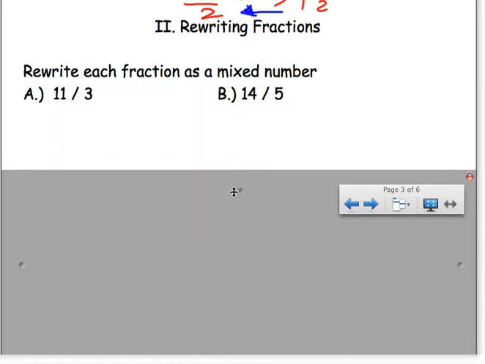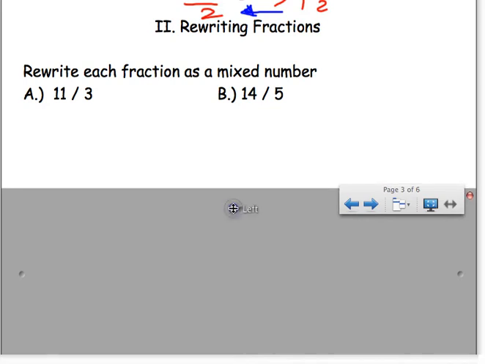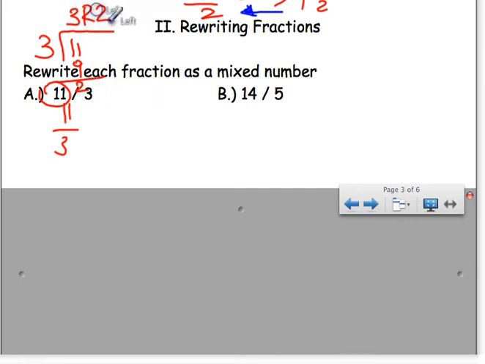Looking at this first example, A, I see I have the fraction 11/3, so I have an improper fraction. I want to turn this into a mixed number. So the method I'm going to use to do that is I'm going to divide the numerator by the denominator. So I'm going to divide 11 by 3 and see how many times it goes into 11. 3 goes into 11 3 times, 3 times 3 is 9. 11 minus 9 is 2. So for now I can just write I have 3 with a remainder of 2.